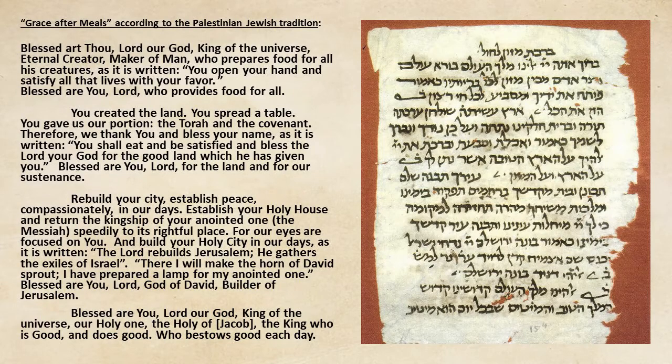Blessed art thou, Lord our God, King of the universe, eternal creator, maker of man, who prepares food for all his creatures, as it is written, you open your hand and satisfy all that lives with your favor. Blessed are you, Lord, who provides food for all. You create the land, you spread a table, you give us our portion, the Torah and the covenant. Therefore we thank you and bless your name, as it is written, you shall eat and be satisfied, and bless Lord your God for the good land which he has given you. Blessed are you, Lord, for the land and for our sustenance.